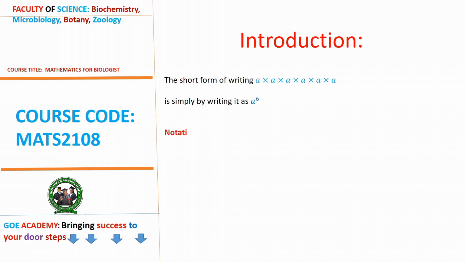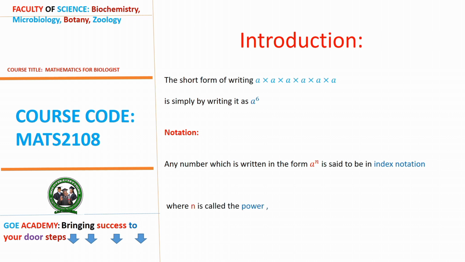Now, to better understand this, let's look at the concept of notation. If you have any number written in the form a raised to the power n, that number is said to be in index notation, or index form. In this case, we have a raised to the power n. n is said to be the index, the power, or the exponent, and a is said to be the base.